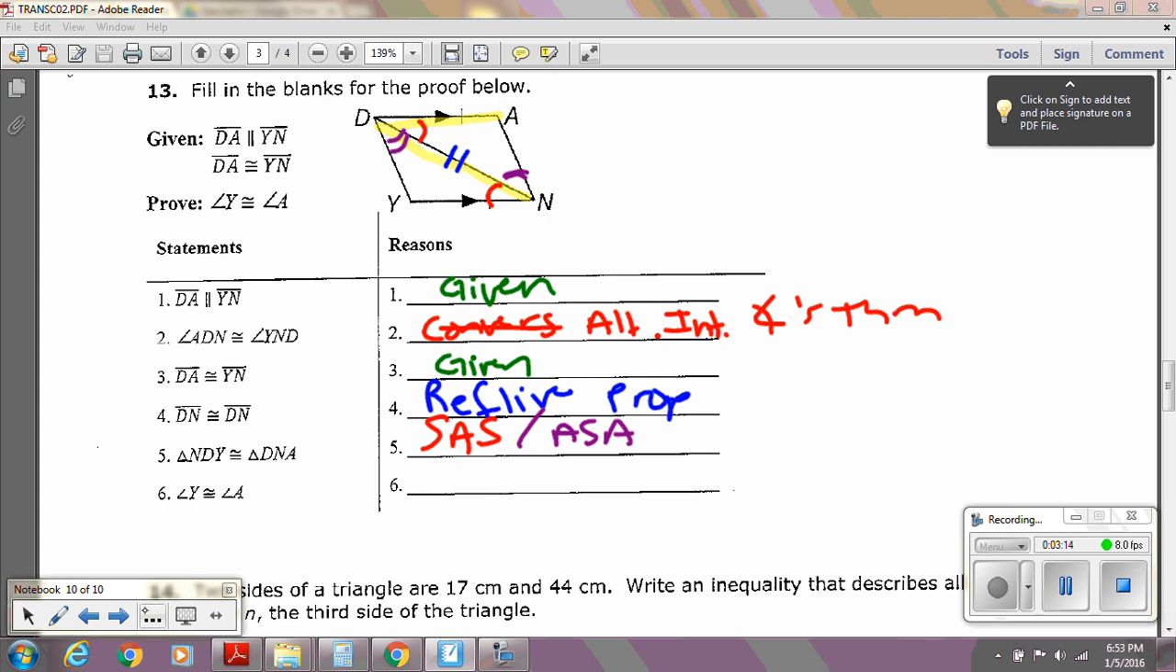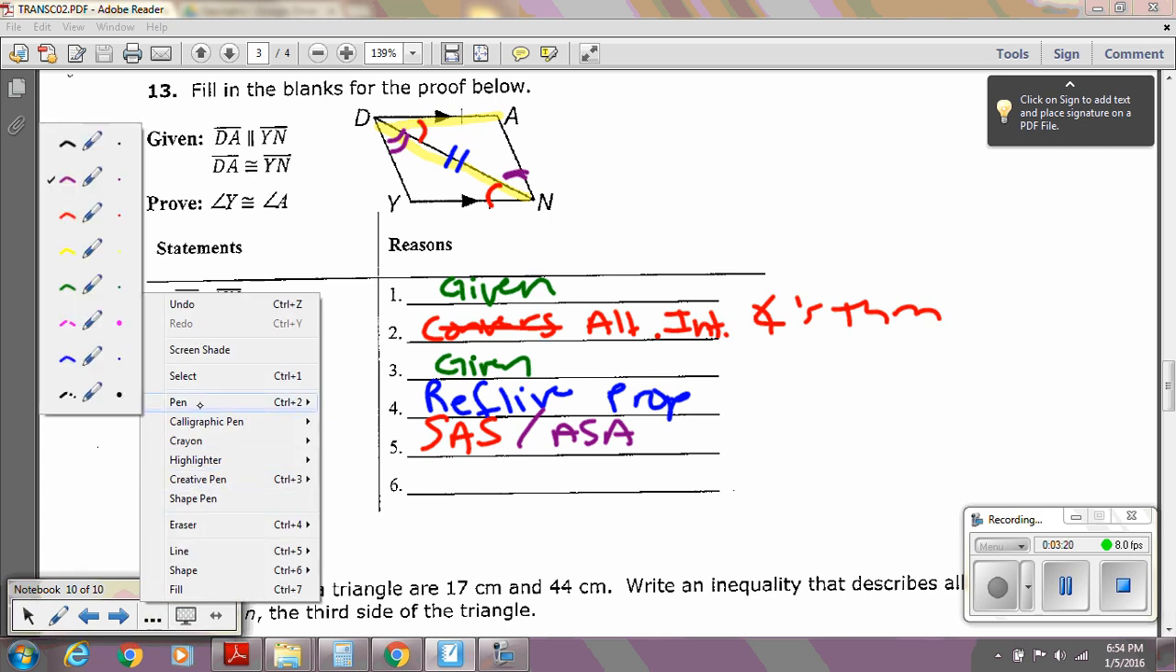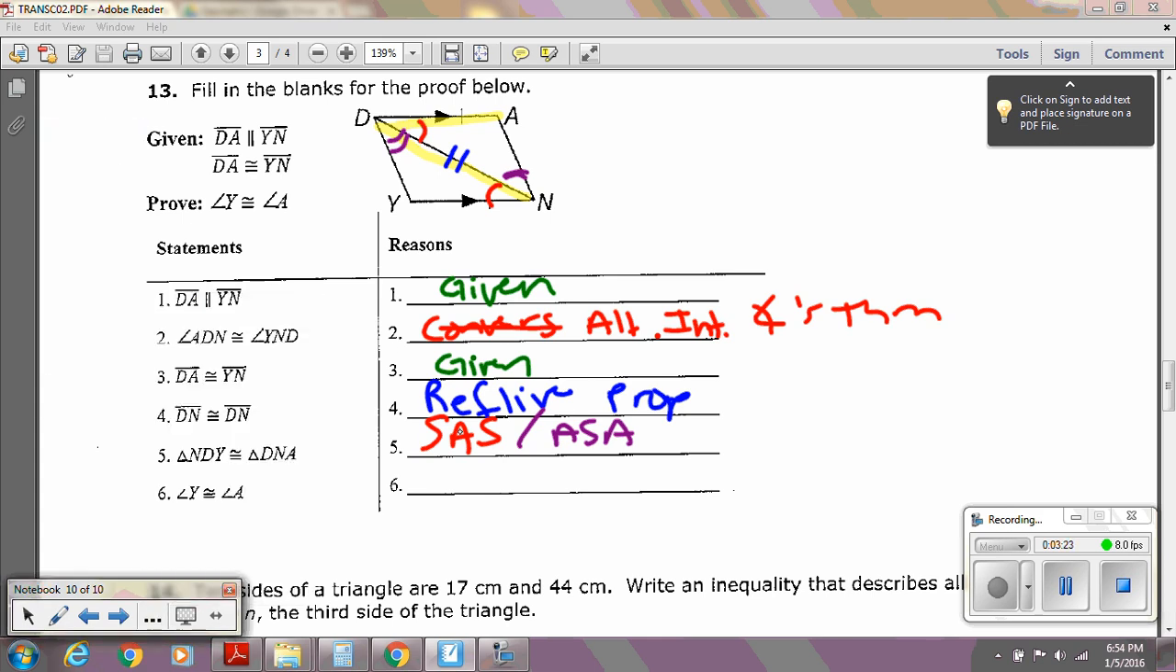And lastly, it tells us that angle Y is congruent to angle A. And that is simply because corresponding parts of congruent triangles are congruent, also known as CPCTC. So in step 5, we mentioned that the triangles were congruent, so as soon as you know you have congruent triangles, the parts that are in the same spot will be corresponding, and they will be congruent too.